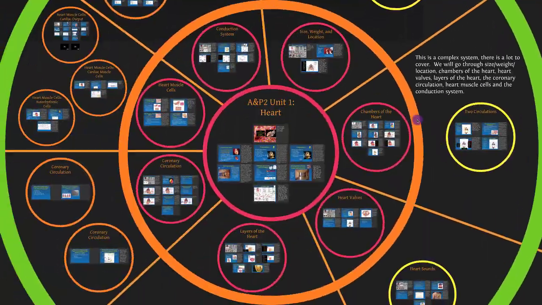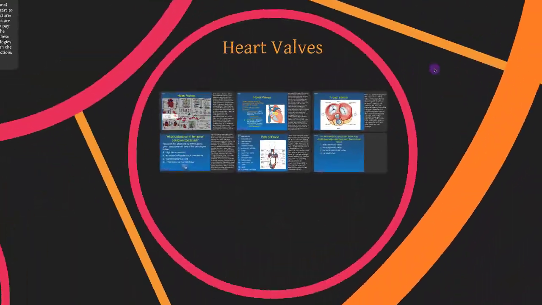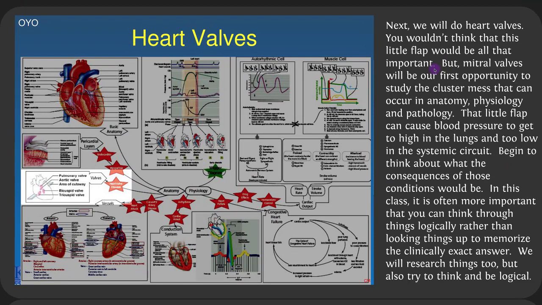Next is heart valves. You wouldn't think that this little flap would be all that important, but mitral valves will be our first opportunity to study the cluster mess that can occur in anatomy, physiology, and pathology. That little flap can cause blood pressure to get too high in the lungs and too low in the systemic circuit. Begin to think about what the consequences of those conditions would be.